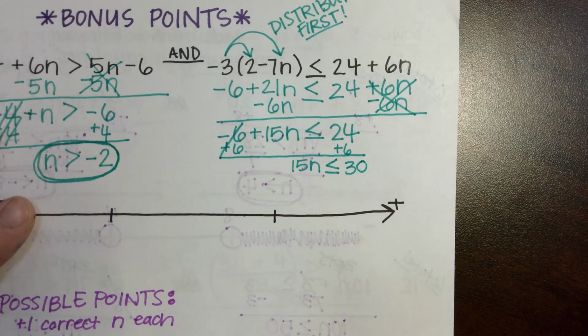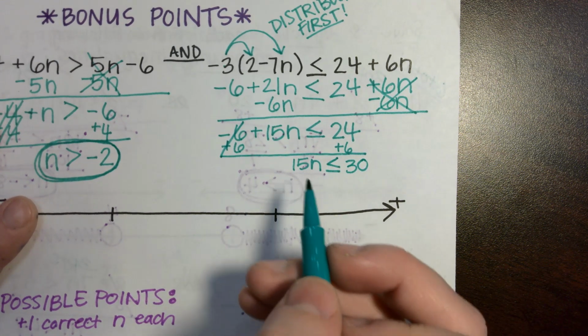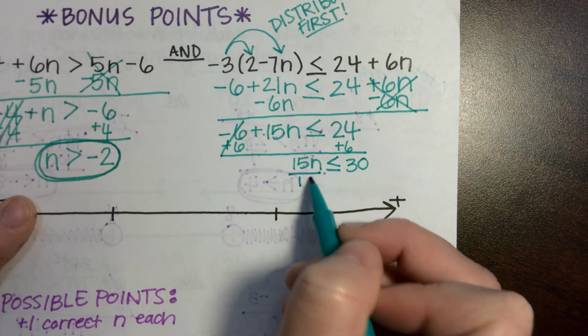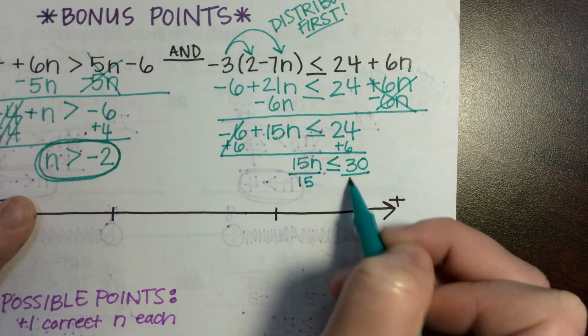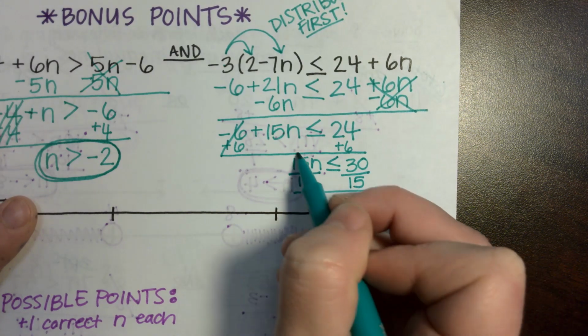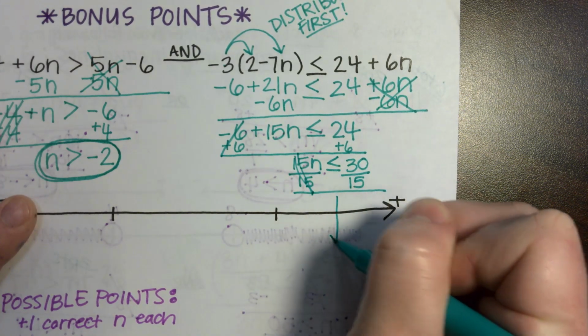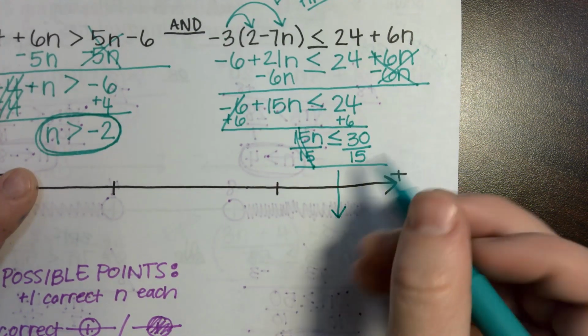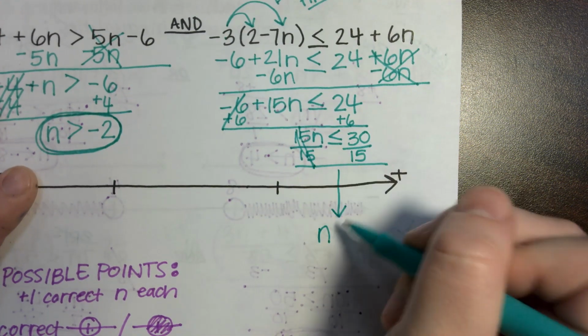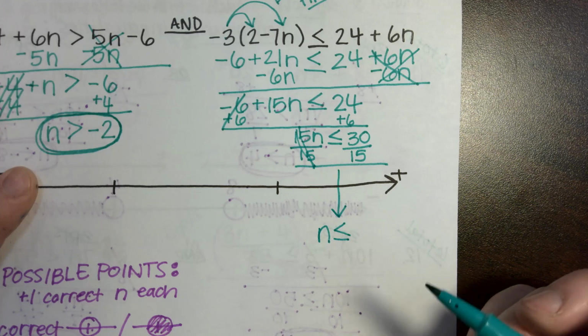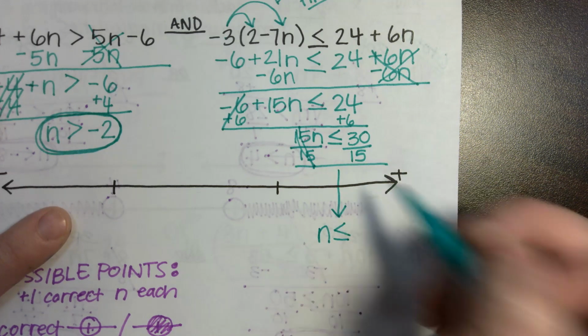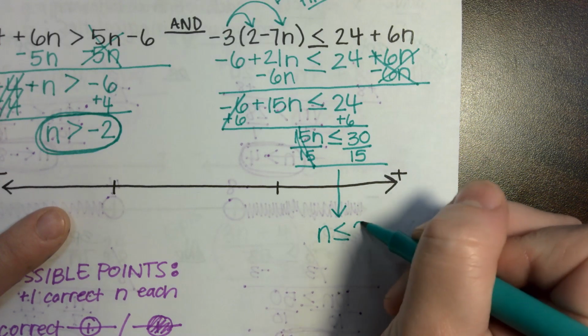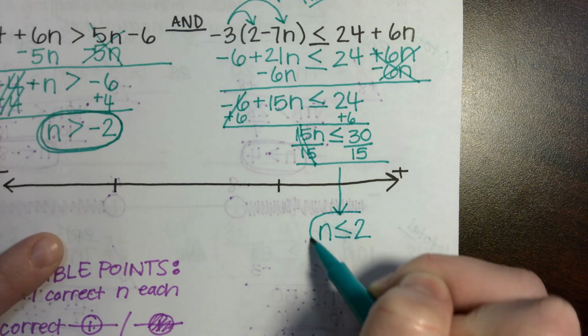And we have one more step. Divide by 15 on both sides. And that is going to leave us with, I'm going to write my answer below here. N is less than or equal to, what is 30 divided by 15? 2. Awesome.